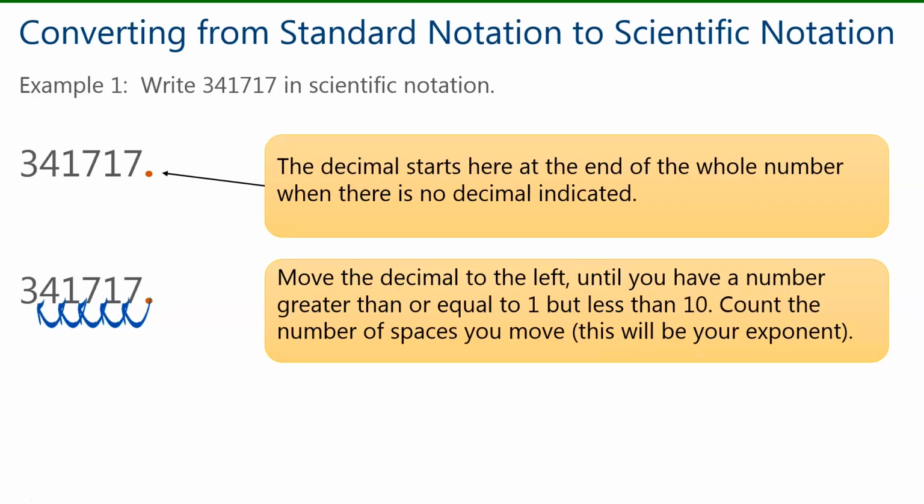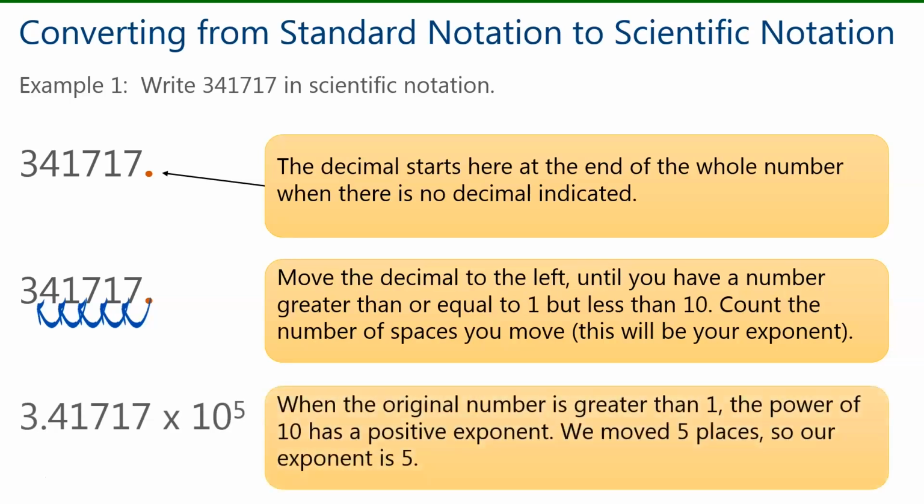5 is going to be our exponent, and our decimal is going to move to between the 3 and the 4 because that gives us a number that is greater or equal to 1 but less than 10, 3.41717. So our answer then is 3.41717 times 10 to the power of 5. When the original number is greater than 1, like this number was, 341,717, the power of 10 has a positive exponent. We moved our decimal 5 places, so our exponent is 5.